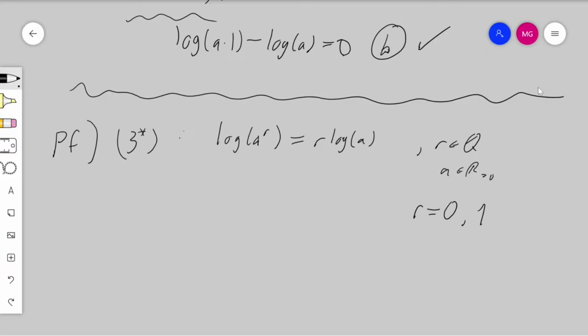And 0 would also be the right-hand side in that case. So 0 follows immediately as well. So for those two cases, it's immediately true. So now let's try the case r equals 2.